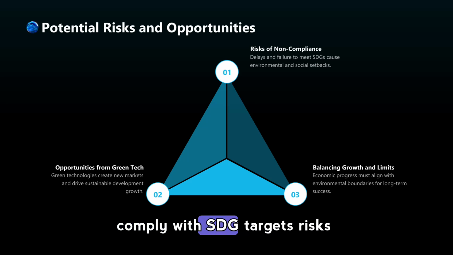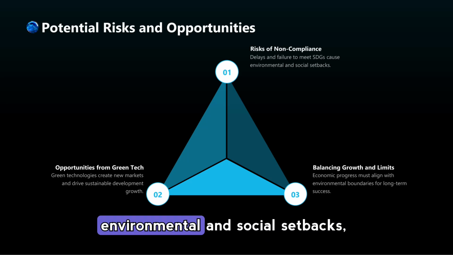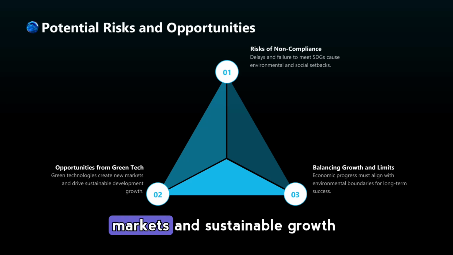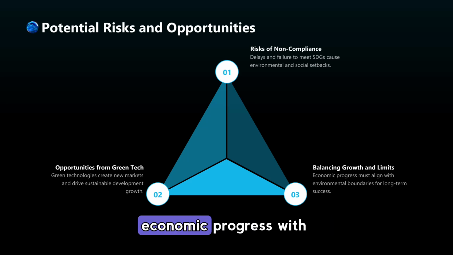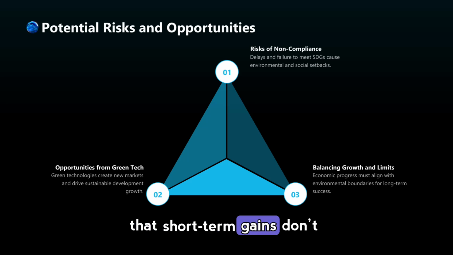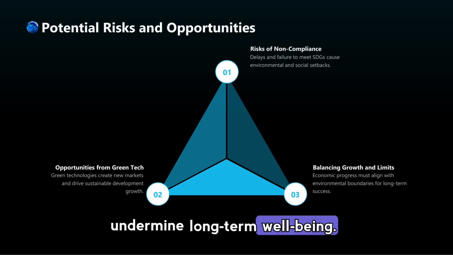Failure to comply with SDG targets risks environmental and social setbacks, while green technologies create new markets and sustainable growth potential. The key is balancing economic progress with environmental boundaries to ensure that short-term gains don't undermine long-term well-being.